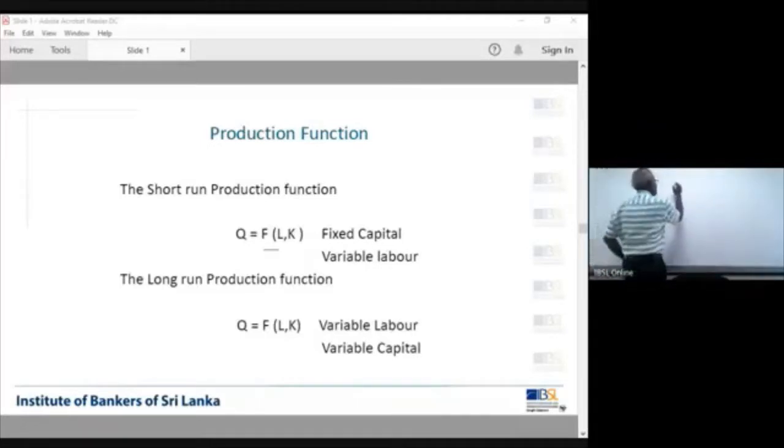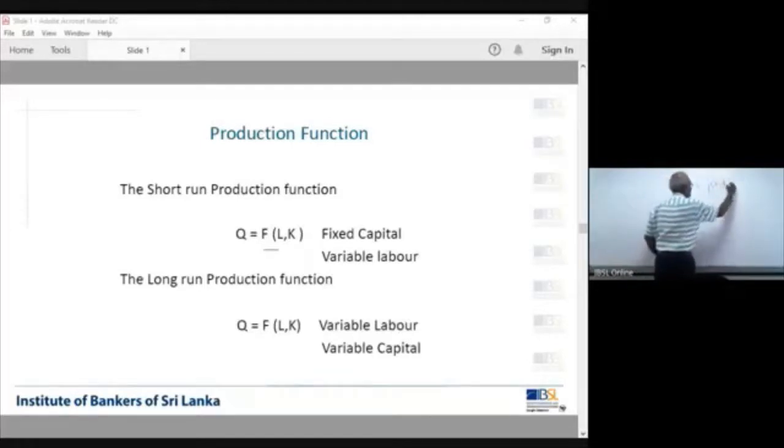Short run production function is an output function of L and K bar. That is called fixed capital, machines, and variable labor. Short run.